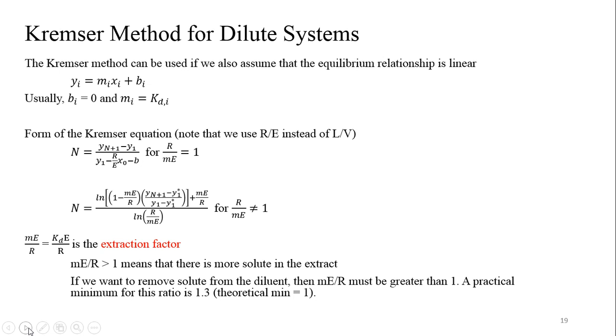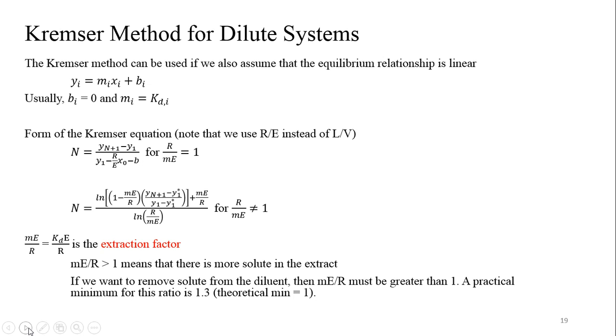Usually our equilibrium relationship is such that, given a linear system, the intercept is 0 for that equilibrium relationship. So that means that we have a pretty simple relationship between y and x, and that means that the slope is given by that partition coefficient, essentially, or distribution coefficient, whichever one you want to call it.